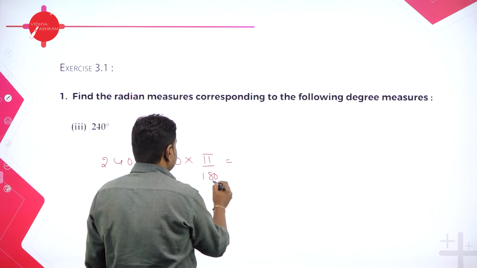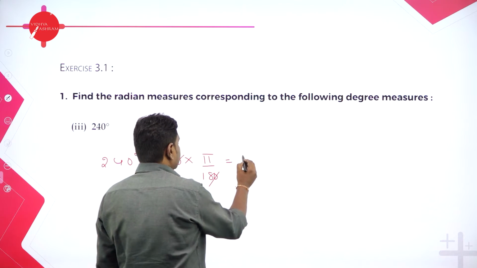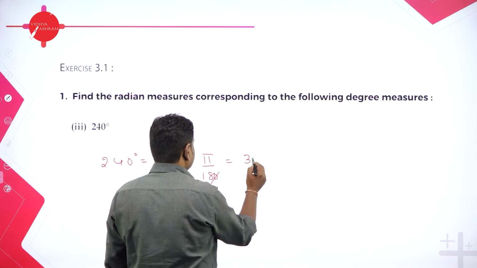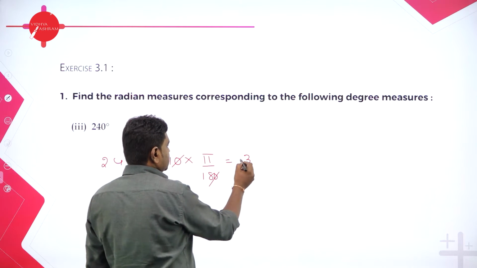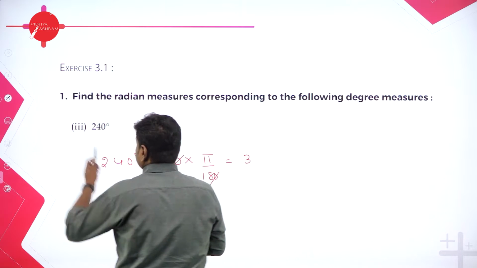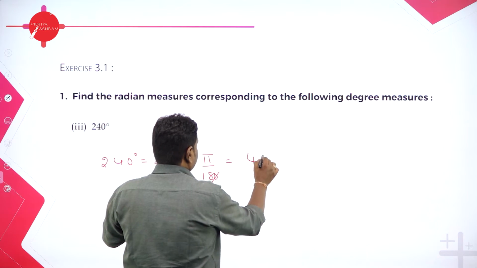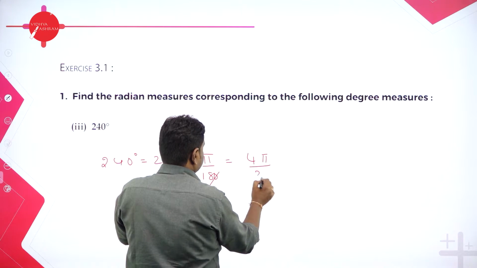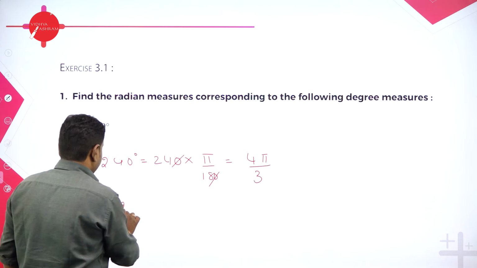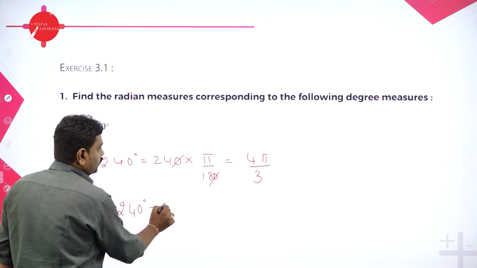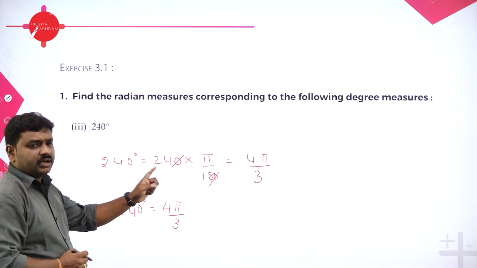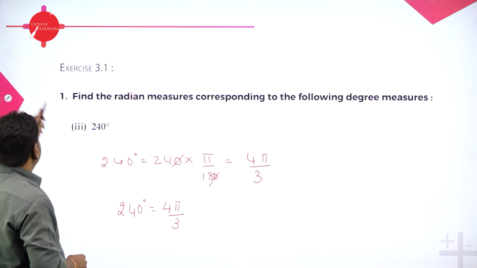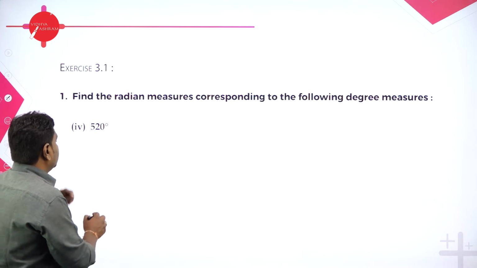So if you do that, the zeros cancel. Both are divisible by 6, if you can see. 6 4s are 24, and 6 3s are 18, so it's 4 pi by 3. So 240 degrees is exactly 4 pi by 3. So how to convert degree to radian? Multiply by pi by 180.